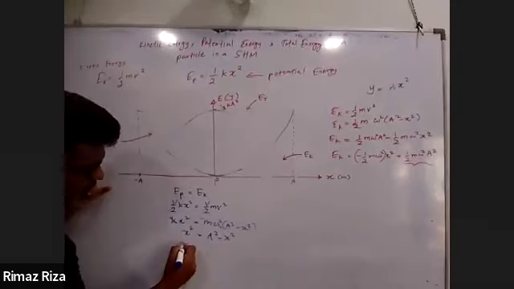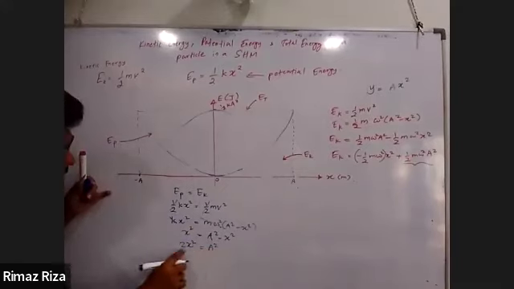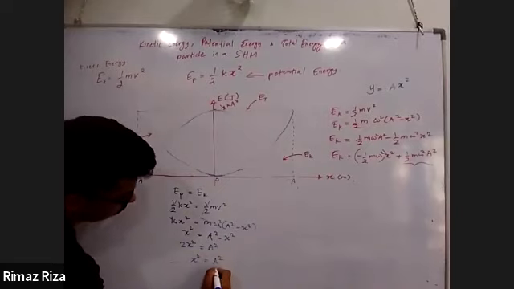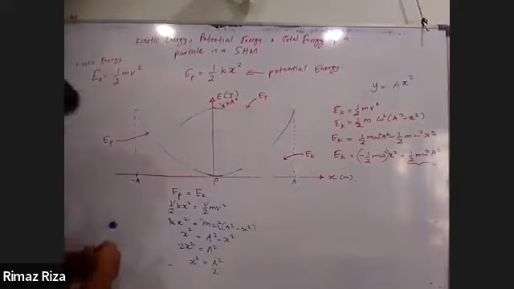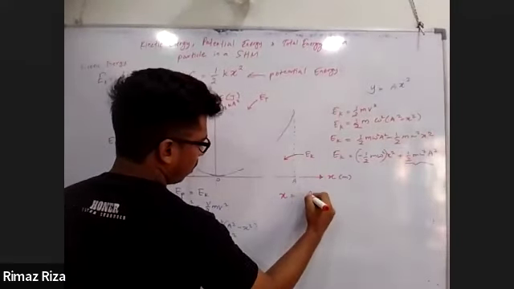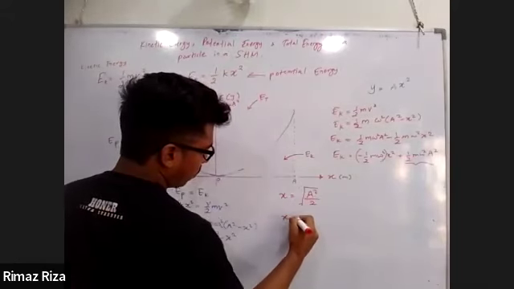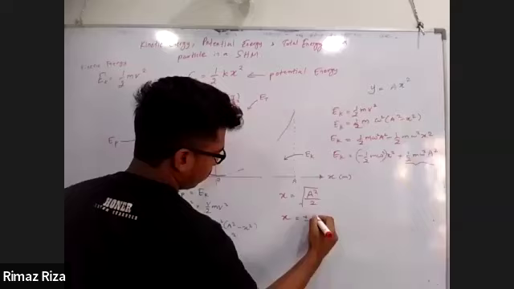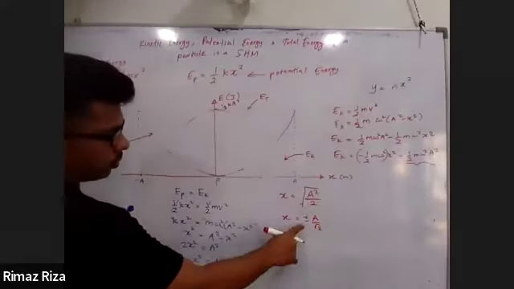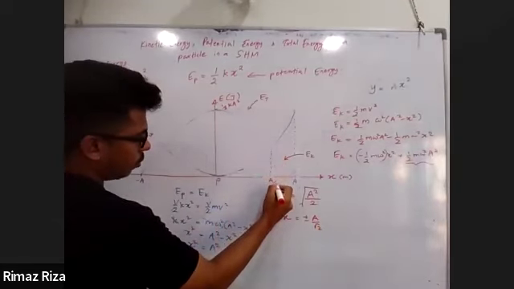Take the other side. 2x squared is equal to a squared. Take the 2 to the other side. x squared is equal to a squared over 2. So we have x equals the square root of a squared over 2. So x equals plus or minus a over root 2. So we have two solutions. One is plus a over root 2.